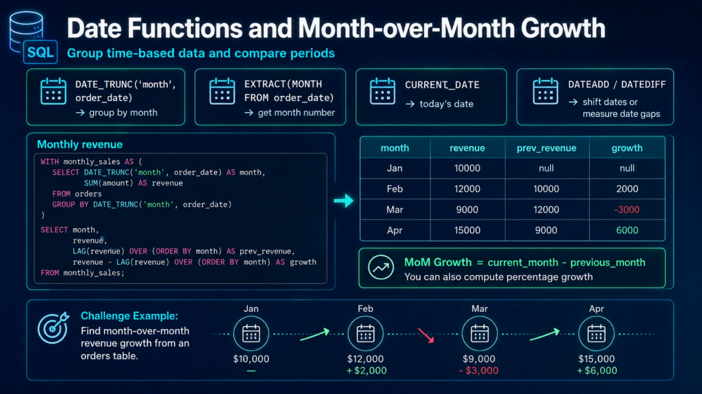Step 2 is to compare each month with the previous month. We use the LAG function on revenue over the order by month to get the previous month's revenue. Then we subtract the previous revenue from the current revenue to determine the growth.